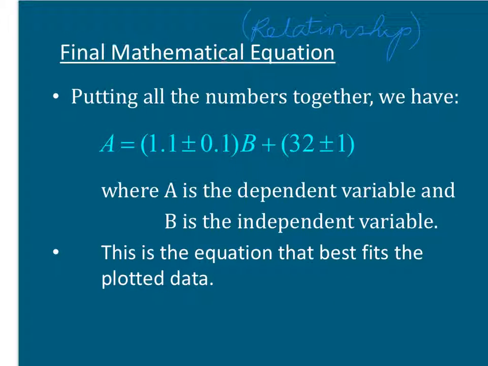Final mathematical equation or relationship. Putting all the values together, we have A equal to the gradient with its uncertainty times B plus the intercept with its uncertainty. And A is the dependent variable, B is the independent variable. The first one is always dependent, the second one is always independent, because the first one depends on the second one. And this is the equation that best fits the data.